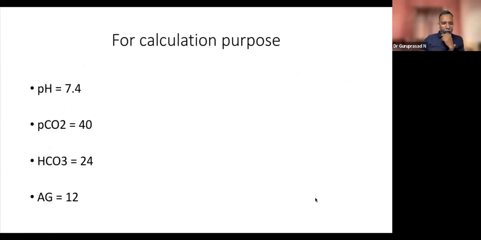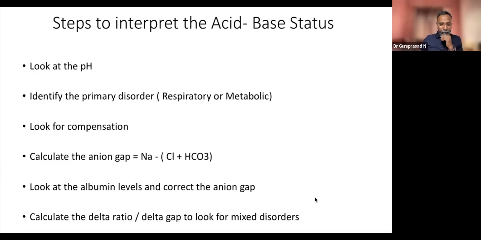In the last class, I told you that for calculation purposes, the pH is taken as 7.4, the PCO2 as 40, the bicarb as 24, and the anion gap as 12. This is exclusively for calculation purposes, because whenever there is a range, we get confused. If they give a pH of 7.44, then you don't know what to say, because the normal range is 7.35 to 7.45. But for calculation purposes, you always take it as 7.4. So you keep these values fixed in your mind.